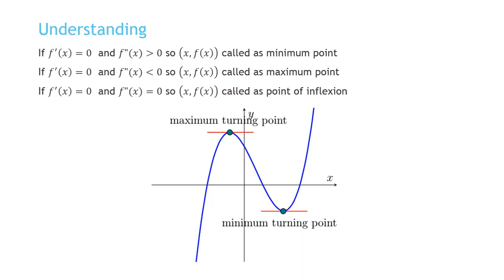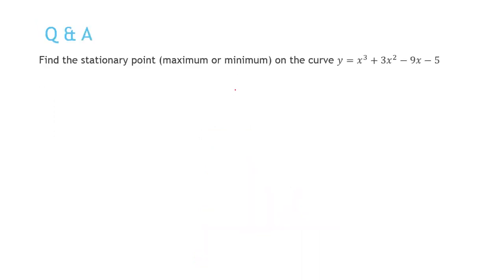All right, I will discuss this problem. Find the stationary point, maximum or minimum turning point, on the curve y = x cubed plus 3x squared minus 9x minus 5. I will also show you how to sketch this graph based on the maximum point and the minimum turning point, and also according to the gradient of this graph.